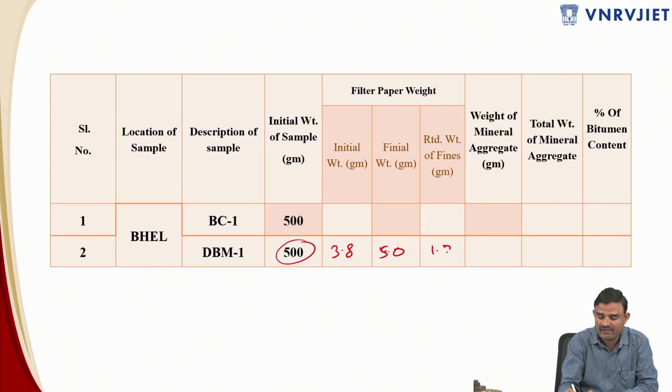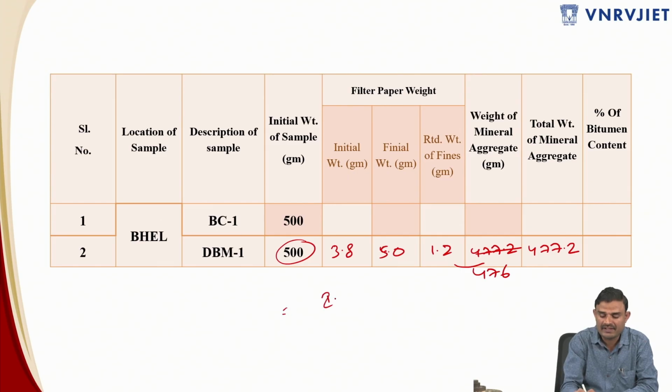So the amount of fines deposited on the filter paper is 1.2 grams, and the weight of the mineral aggregate is 477.2 grams. You add both of them, so that comes to 477.2. So this is the total weight.